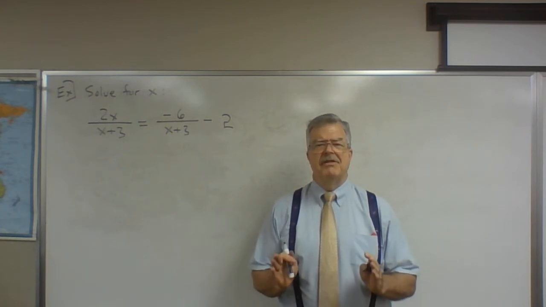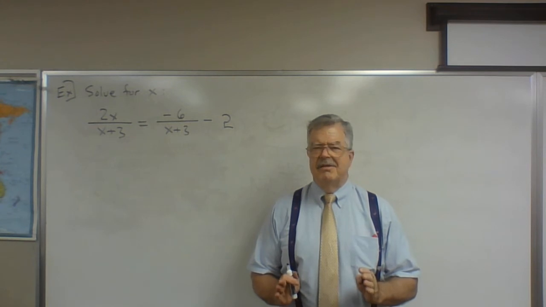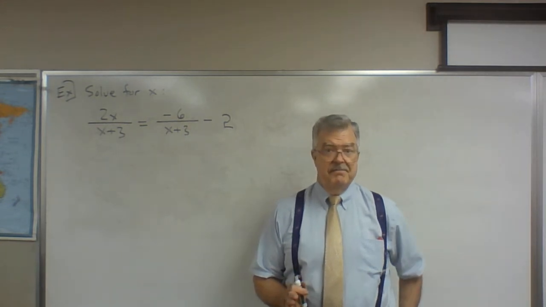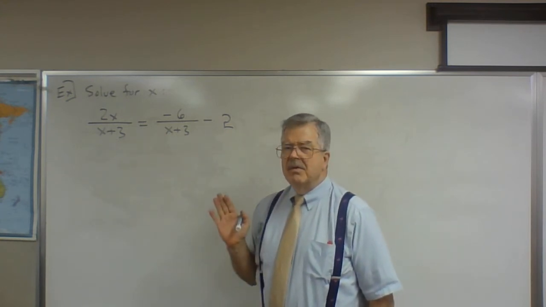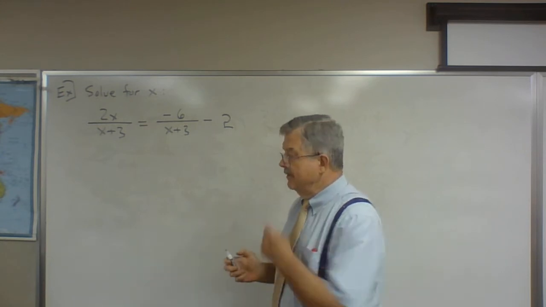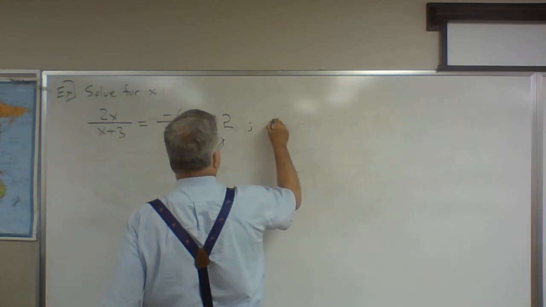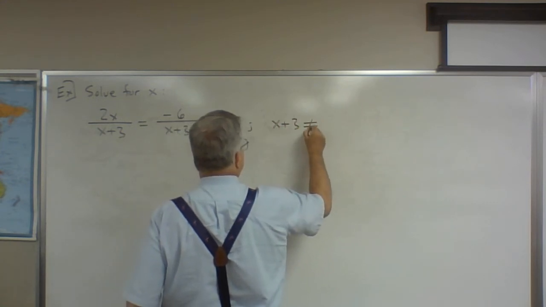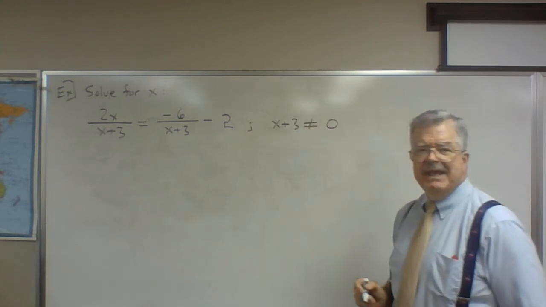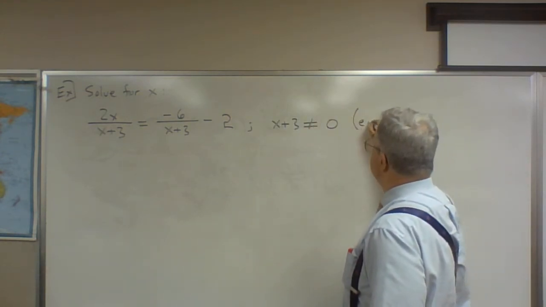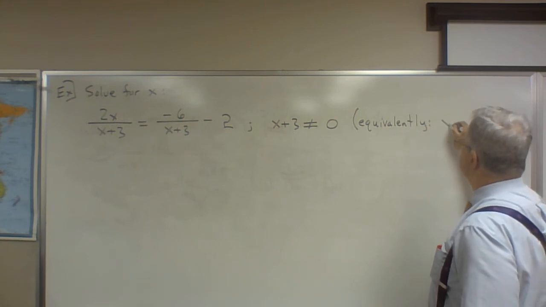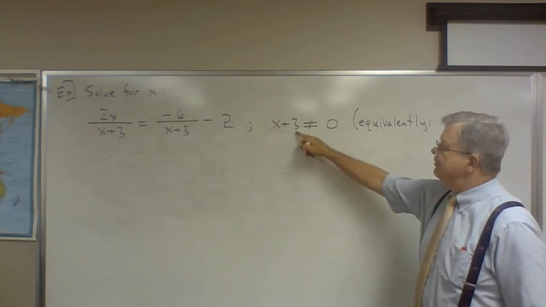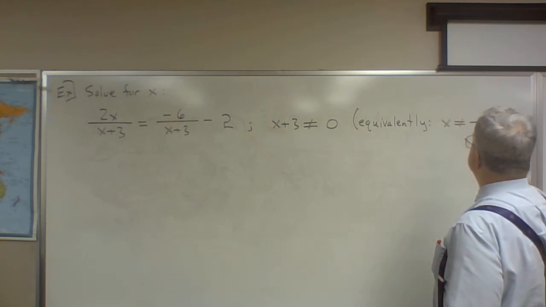See, what's the one thing that we can't do in math? The biggest sin in math, we can't divide by 0, right? Well, we're dividing by x plus 3 here. We can't allow x plus 3 to be 0. So x plus 3 can't be 0. And that's the same as saying this. Just move the 3 to the other side. X is not equal to negative 3.